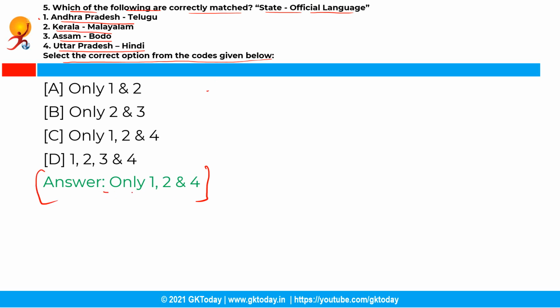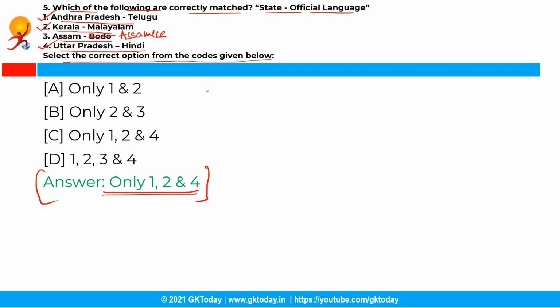See, the state legislature may adopt any one or more of the languages in use in the state or Hindi as the official language of that state. Based on this, most of the states in India have adopted major regional languages as their own official language, such as Andhra Pradesh has adopted Telugu, Kerala, Malayalam, Assam, Assamese, and Uttar Pradesh, Hindi.